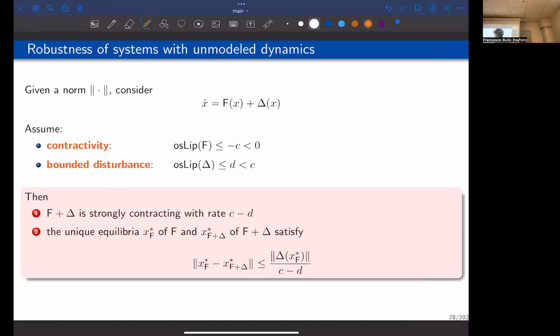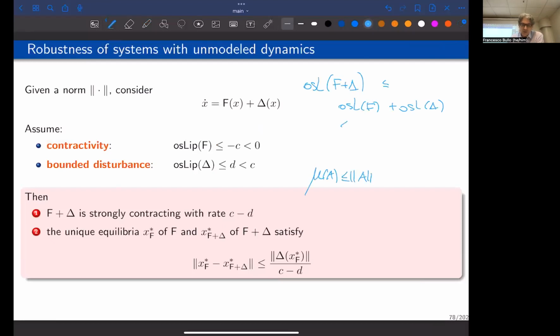Well, I'm going to make the natural assumption that the nominal system is contracting, right? And then we remember that the one-sided Lipschitz constant satisfies the real part of a complex number property. So in other words, OSL of f plus delta is upper bounded by OSL of f plus OSL of delta. And then if you remember, mu of a matrix is always upper bounded by the induced norm of the matrix. This means that this is upper bounded by OSL f plus induced norm of delta, plus Lipschitz constant of delta.